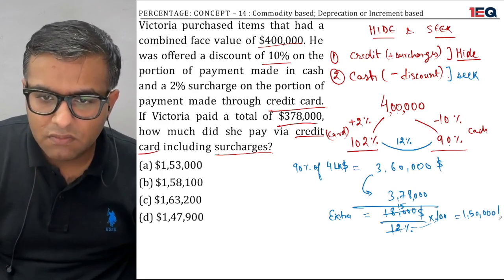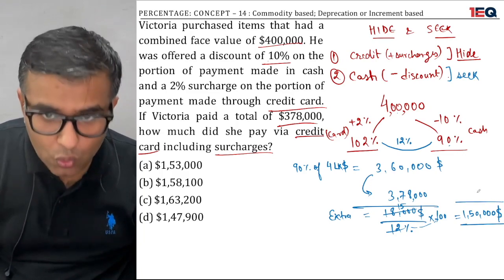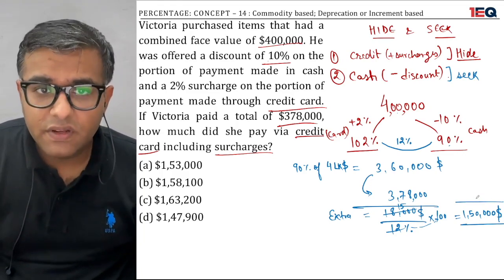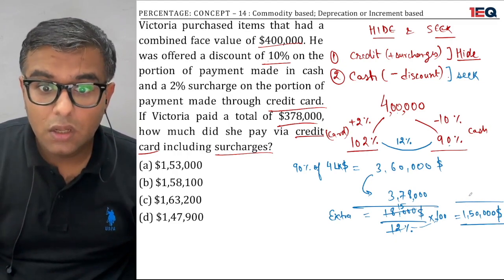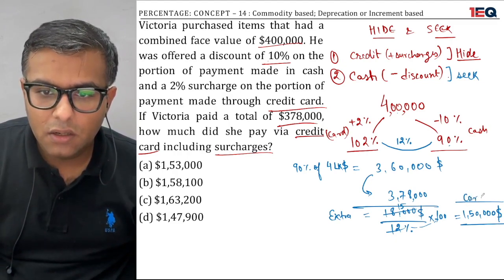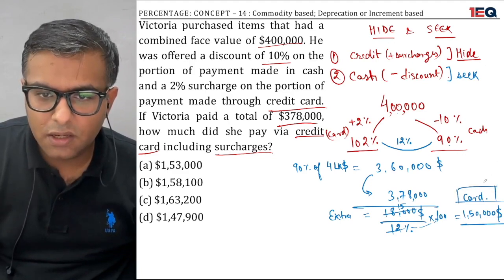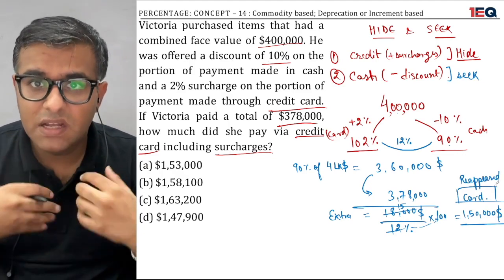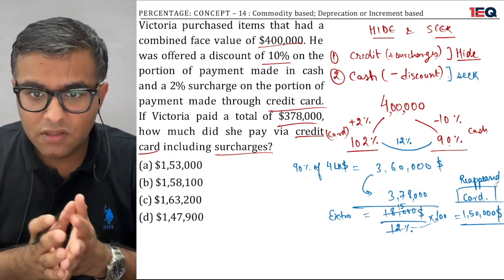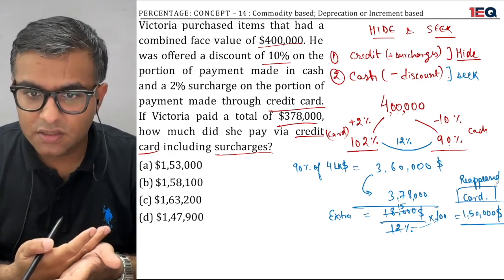So it tells me that $1,50,000 was paid through what? Card. And this has reappeared. This is the magic of solving maths with me, the magic of knowing this very beautiful trick of hide and seek.